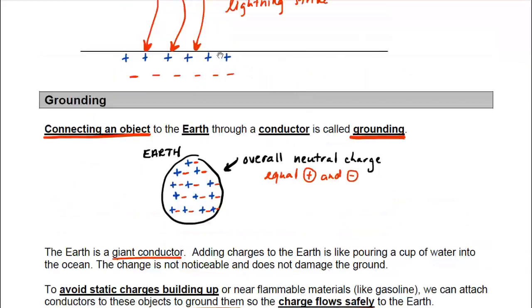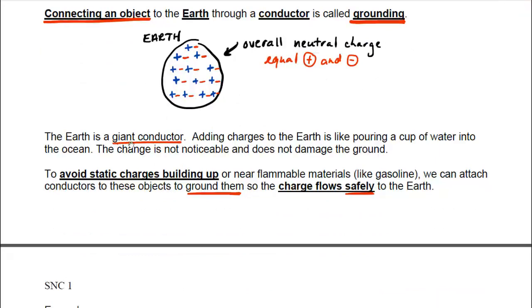And we have an infinite place to put the electrons that we may have pushed away or that we may have added from the lightning. So the Earth is this huge giant conductor, all overall going to have a neutral Earth. Like I said here, adding charges to the Earth is like pouring a cup of water into the ocean. The change is not noticeable and it does not damage the ground when you add those extra charges.